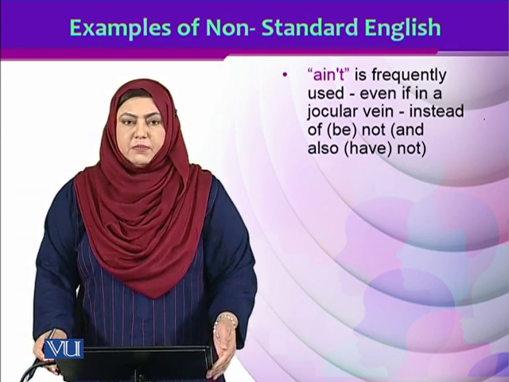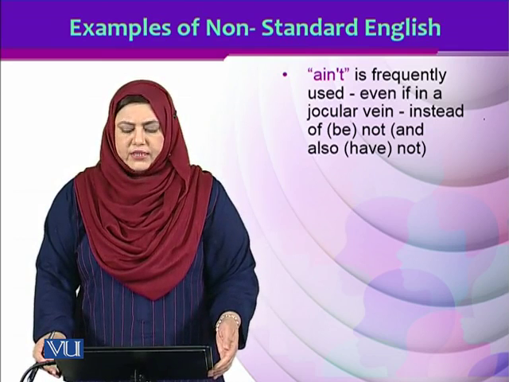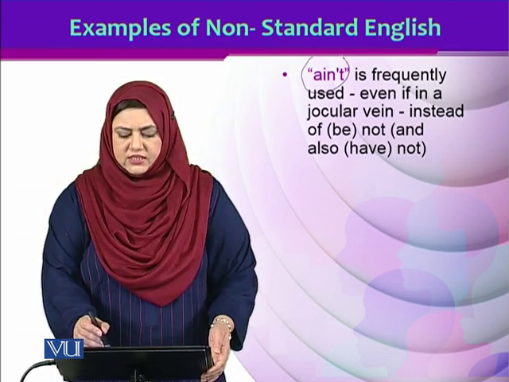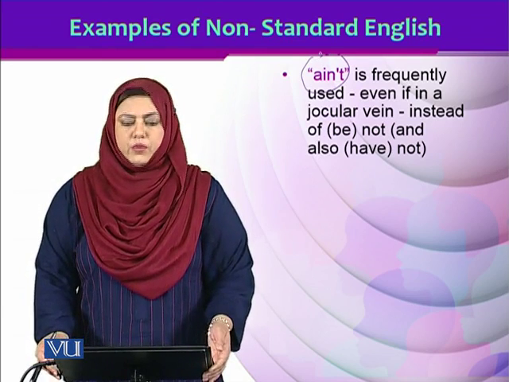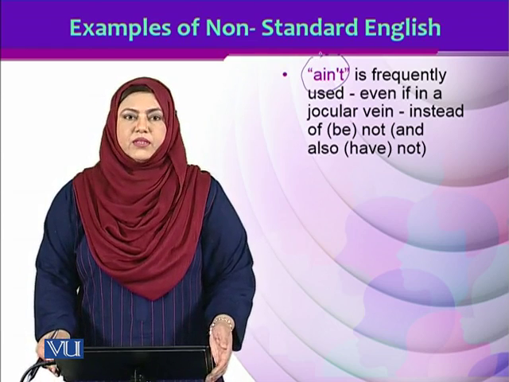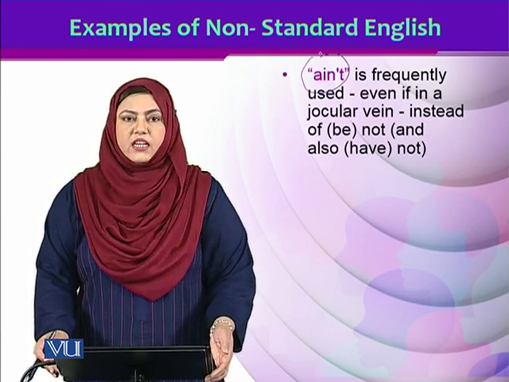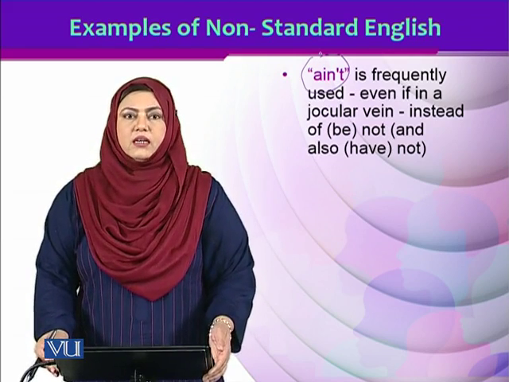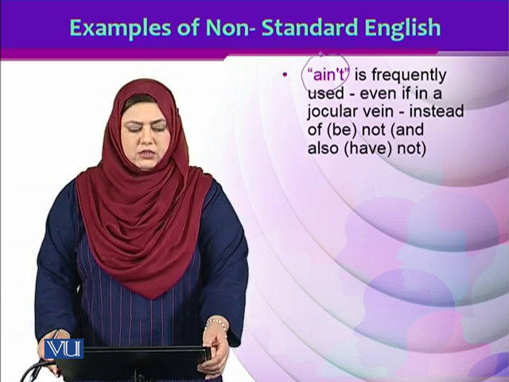Sometimes abbreviated forms are used very frequently in non-standard English. For example, in the purple color here, you can see the use of the word ain't. I ain't happy with this, I am not happy with this. They ain't here, they are not here. So it is used in a variety of ways.